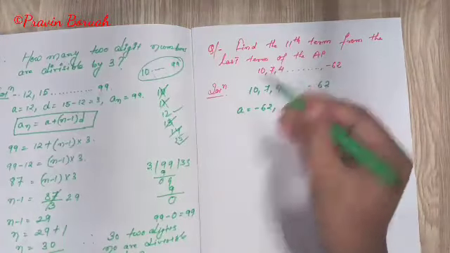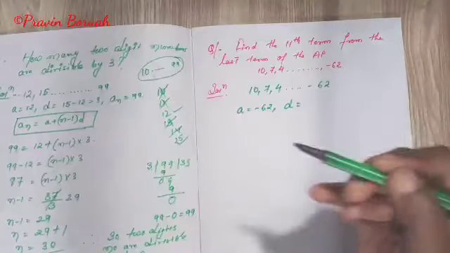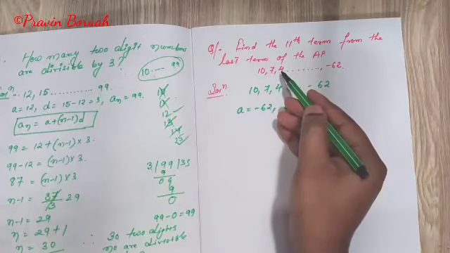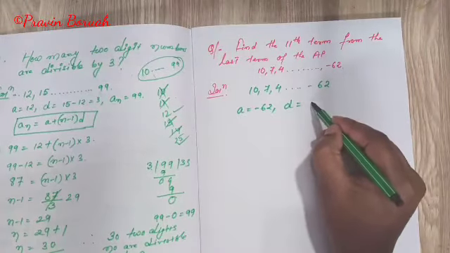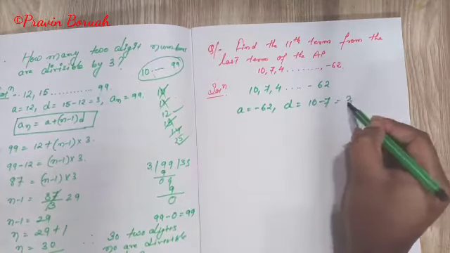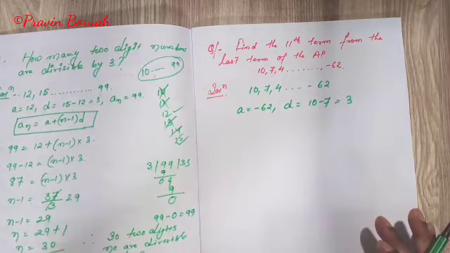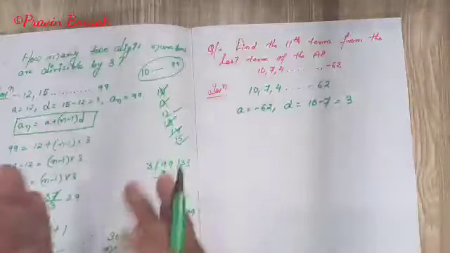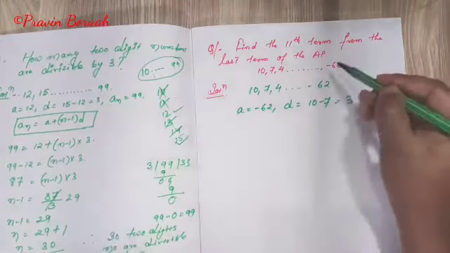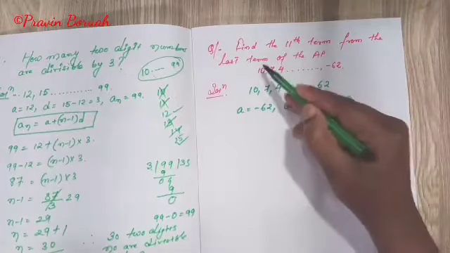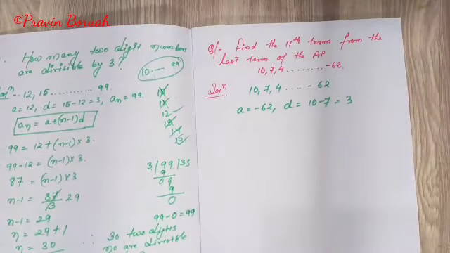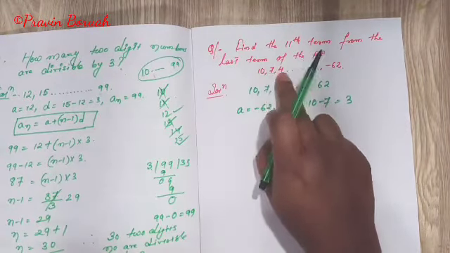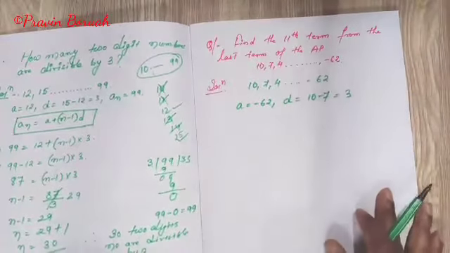You have to take 7 minus 4, or 10 minus 7. So D you can find out as 10 minus 7, not 7 minus 10, not 4 minus 7. D is equal to 10 minus 7, which is 3. Because this question is a little bit different. We have to find out the 11th term from the last term. It is not asked from the front, you have to find the 11th term from the back. Okay, so in that case, take A as this one, not the earlier one, and the common difference you take like this, 10 minus 7 or 7 minus 4, not like earlier. Now we can find this question very easily.